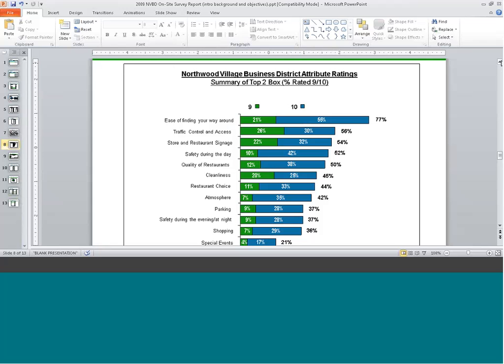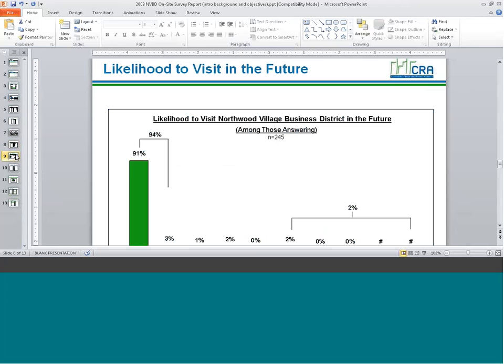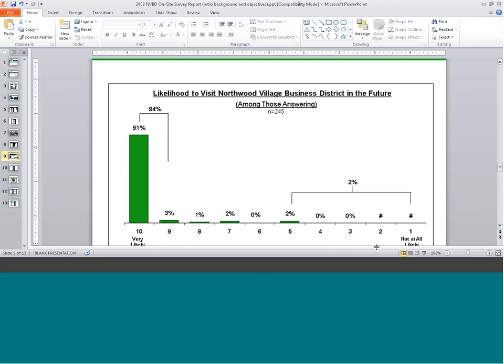Now, I took out the writing because I didn't want you to see what I would have said about it, but it would have been above this box, okay? So right above the chart is where you're going to write about this. You're going to tell the person who's reading the report exactly what happened with the data, okay? So, likelihood to visit in the future, okay?